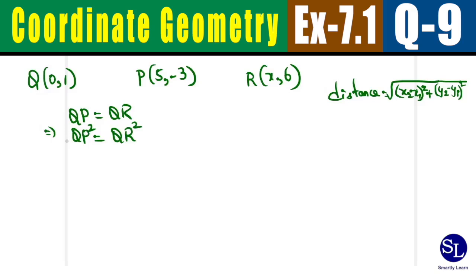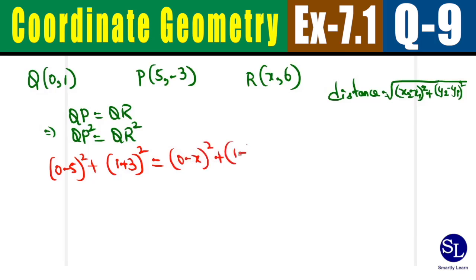Now let's start to calculate what is QP squared. So this is (0 minus 5) the whole square plus (1 minus of minus 3, which is plus 3) the whole square. This is equal to (0 minus x) the whole square plus (1 minus 6) the whole square. So this is 5 squared plus 4 squared is equal to x squared plus 5 squared.